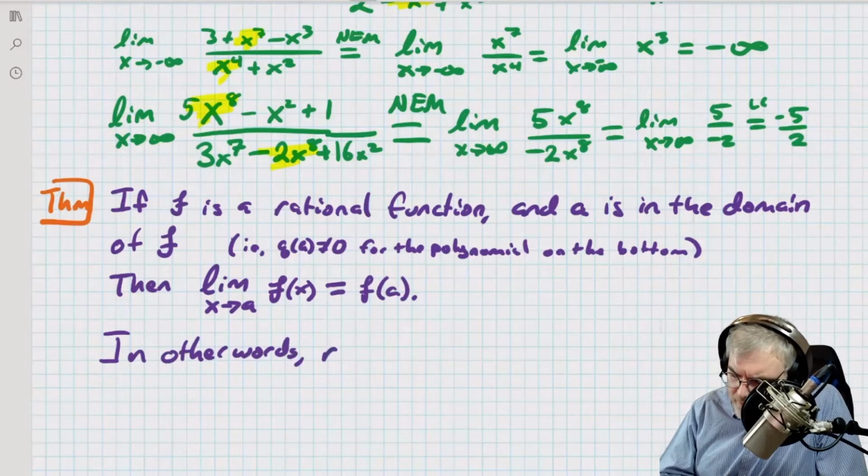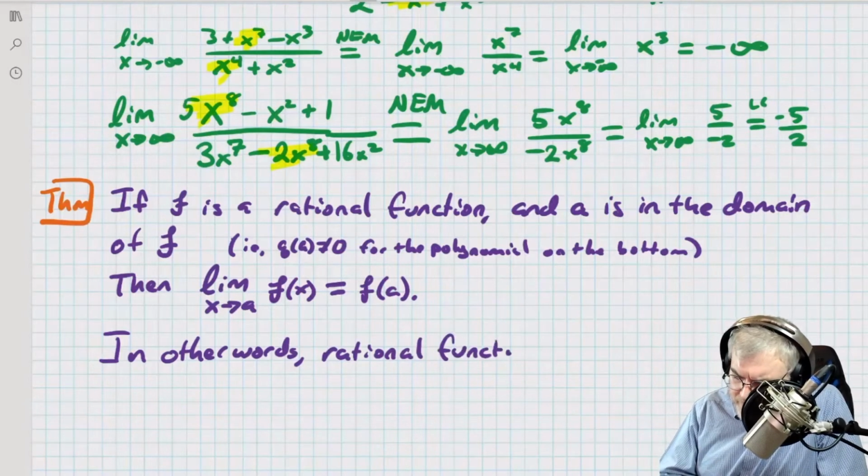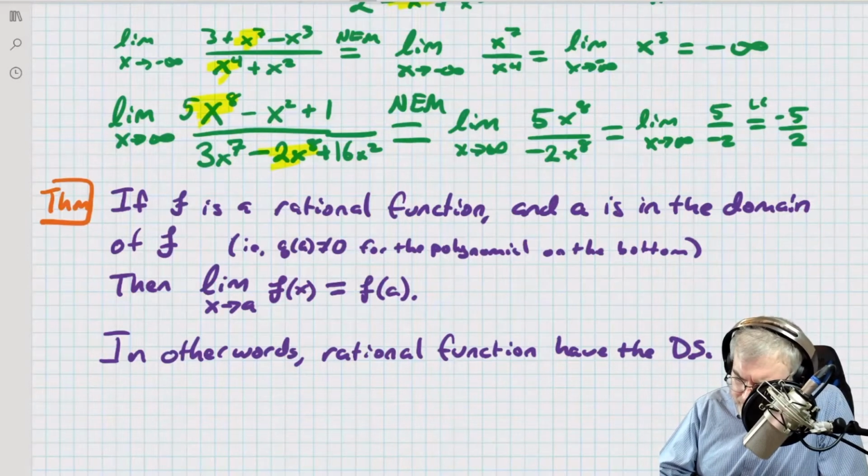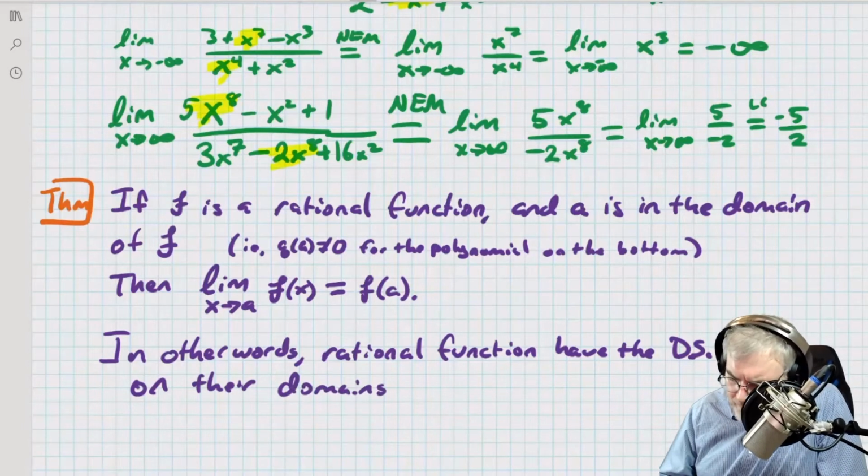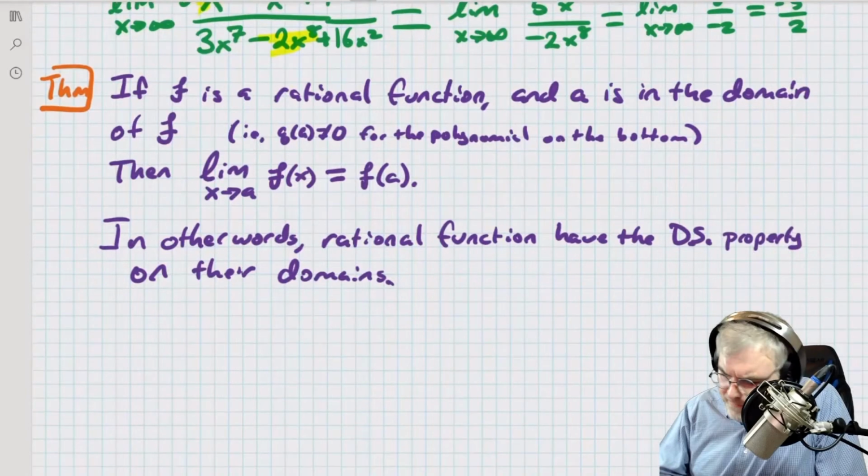In other words, rational functions have the direct substitution property on their domains. All right, so let's do an example of that.